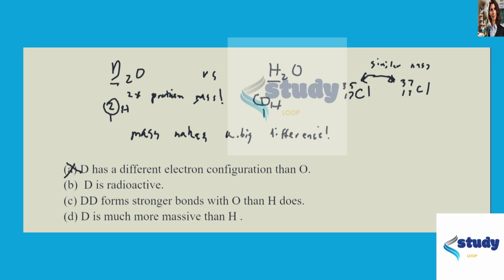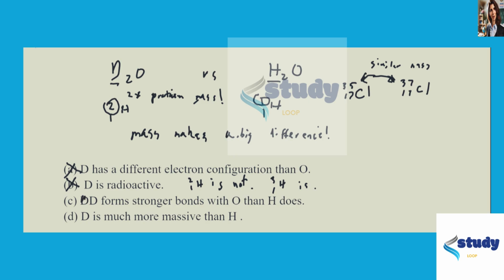If you look at B, it says that deuterium is radioactive. It requires a little bit more in-depth understanding to know whether or not this is the case. But deuterium is not radioactive. Tritium is. That is to say, deuterium is not. But tritium is, and that's used in a lot of kinetics studies, actually. So it's definitely not B.